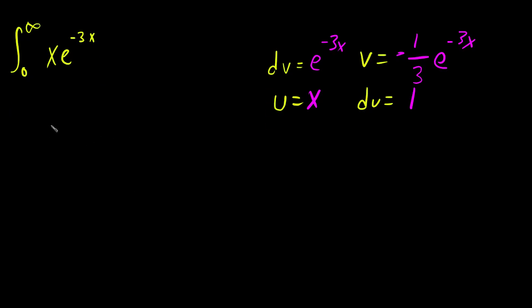So uv is just negative x to the third, or negative x over 3e to the negative 3x. You could also just write this under the x if you wanted to. It's the same thing. Minus the integral of v du times 1.